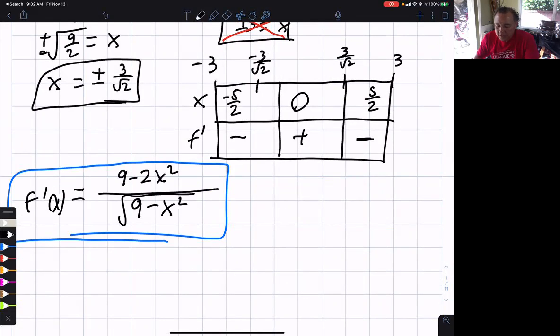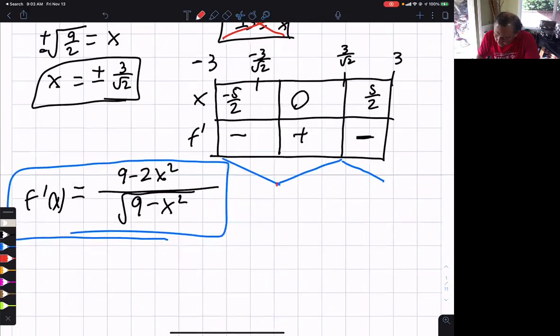So, making connections. The derivative is negative. Therefore, you know your function is decreasing. The derivative is positive. Therefore, you know your function is increasing. The derivative is negative. Therefore, you know it's decreasing. Okay? Now, you know there's a relative min there and a relative max there. So we need to put this all together.